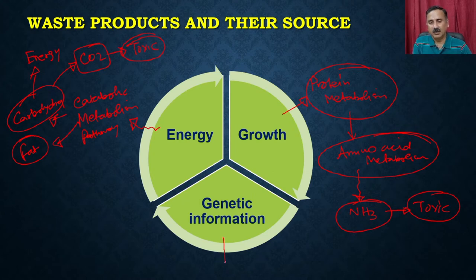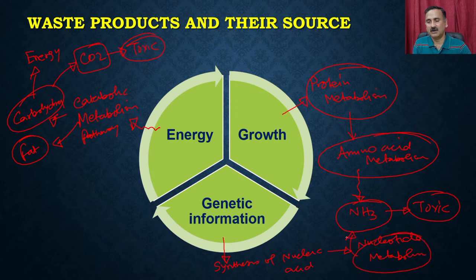Then the third crucial point is the maintenance of the genetic information, which is done by the synthesis of nucleic acids, right? Synthesis of nucleic acid is associated with nucleotide metabolism, and that is also responsible for production of ammonia, and since ammonia is toxic, it also contributes to the generation of different types of toxic materials.